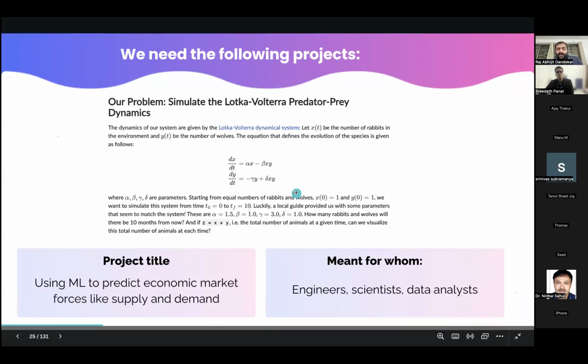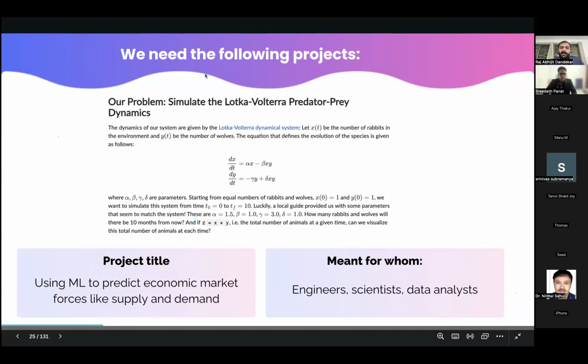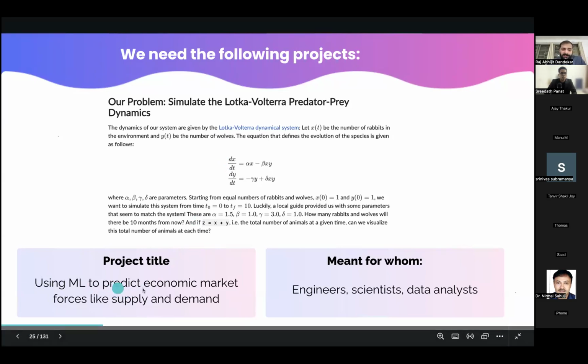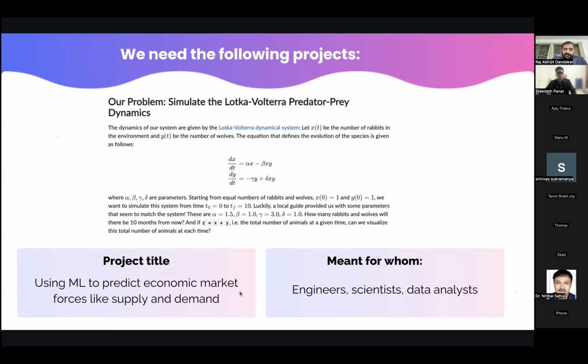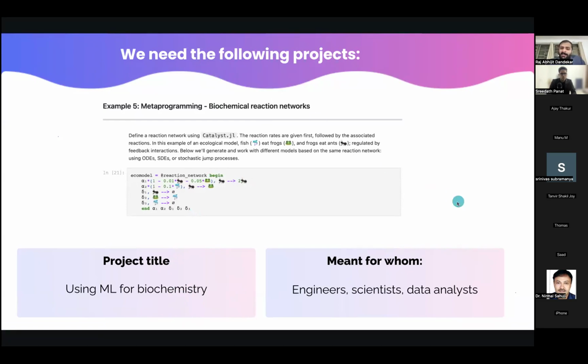Another type of field is economics, finance, and data analytics, right? So if you want to integrate machine learning with, let's say, economics and finance, there are ways in which you can do that. So, for example, what if you do a project which integrates machine learning to predict economic market forces like supply and demand? Or, for example, if you use machine learning to model stock prices, that is a very impactful project if it's framed in a novel manner. In fact, these are all projects which are meant for engineers. So if you are in biochemistry, you can use machine learning and integrate it with biochemical equations, right? That leads to an impactful project.